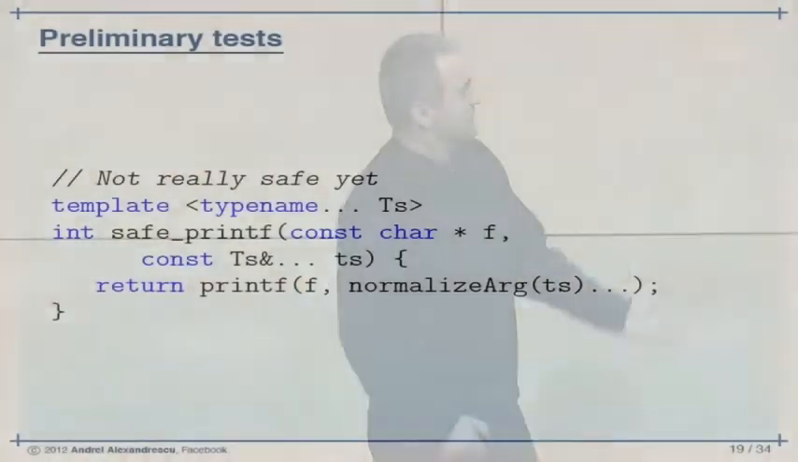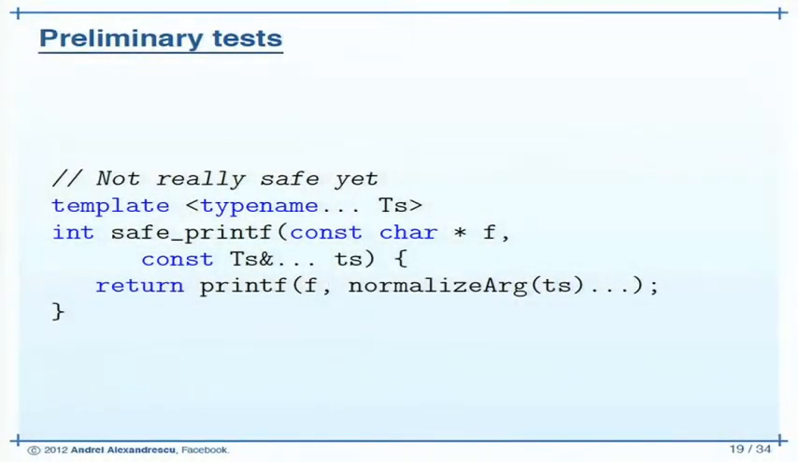I feel audacious enough to actually run a little test, and it works. So I say, well, safe printf, but it's not yet safe. It doesn't do any checks. But it does work because I pass everything through normalized argument, and everything works. Very nice. I actually run the code, which is very unusual for me. I ran the code. It does work. All right.